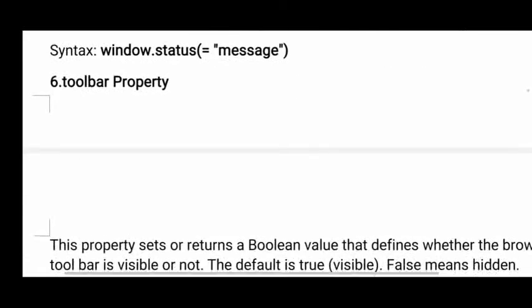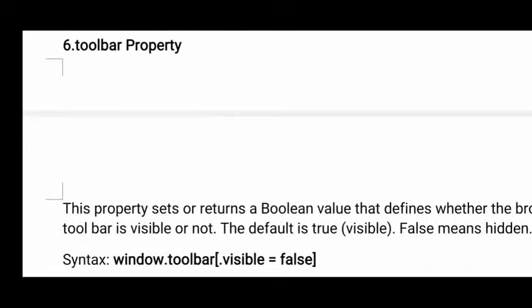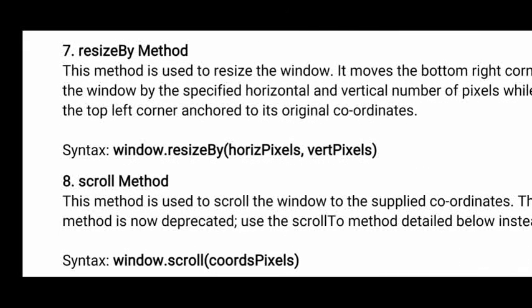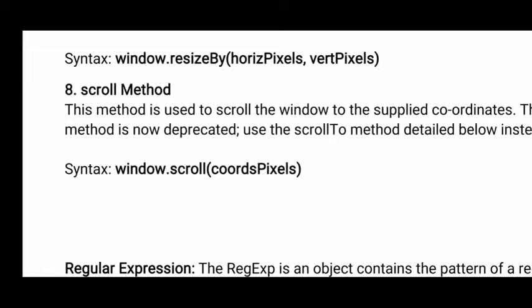Now toolbar, if you want to display any toolbars on the browser window, you can display using the toolbar property. But see, whatever you want to do on the browser window is possible by using the window object. For example, if you want to resize the window, how much you want to resize is given by window.resize. If you want to scroll the window, how many pixels you want to scroll, we can give by using window.scroll.